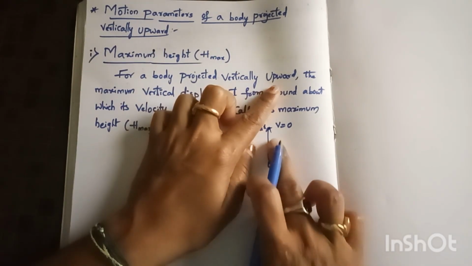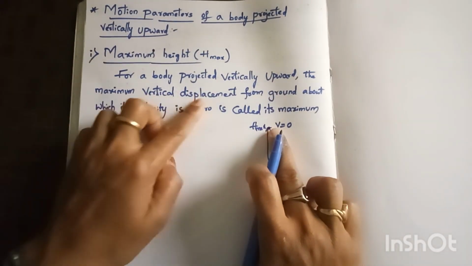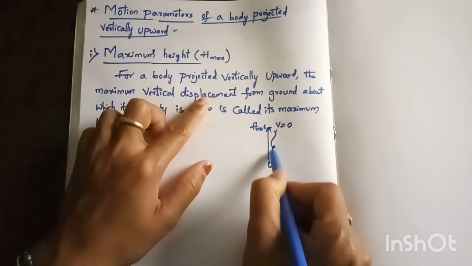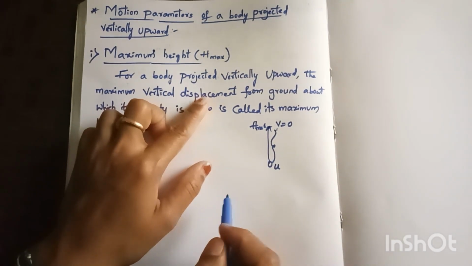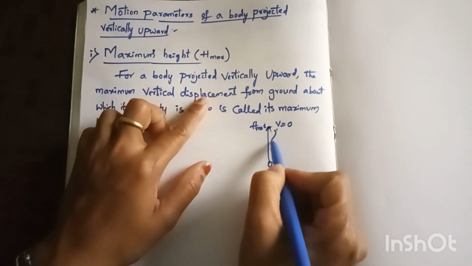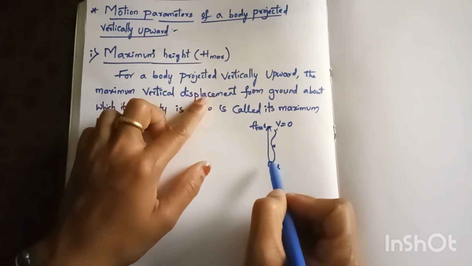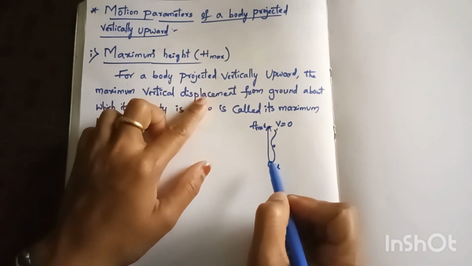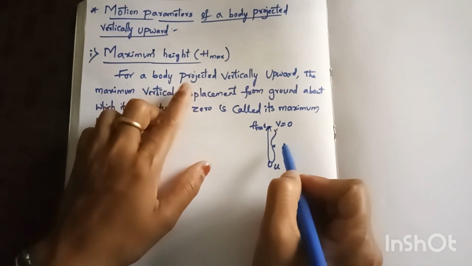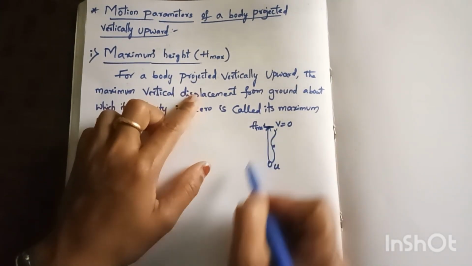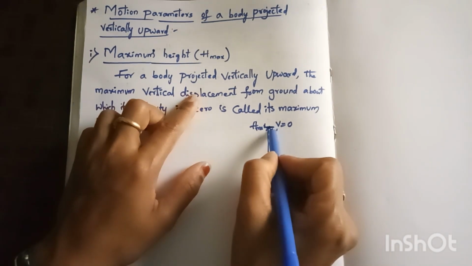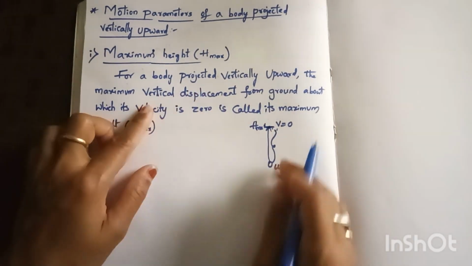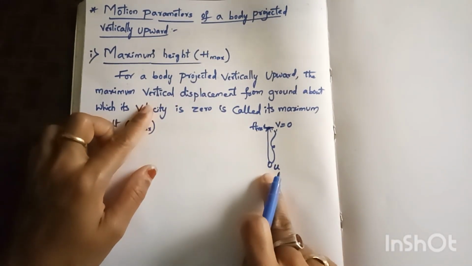The body is projected vertically upward. This is the maximum vertical displacement, the distance traveled by the object. For a freely falling or vertically projected body, the distance traveled by the object is considered the height traveled by the body. Here, this is the maximum displacement from the ground. Ground means the point of projection.